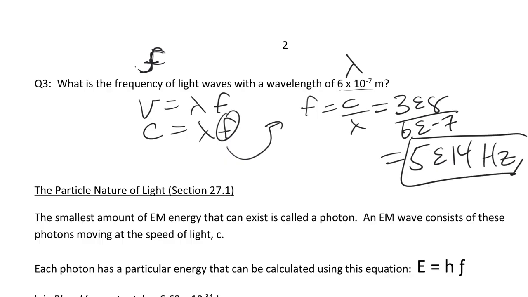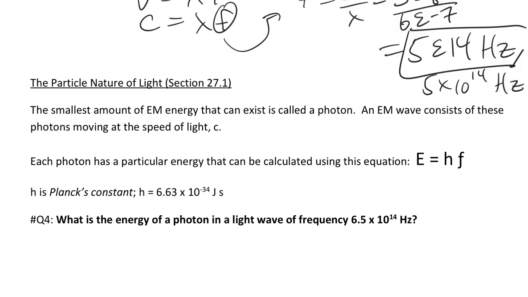So 5 times 10 to the 14th hertz is my answer. Okay, light wave has kind of a particle nature, even though it doesn't have any mass. So light waves can be considered electromagnetic waves.